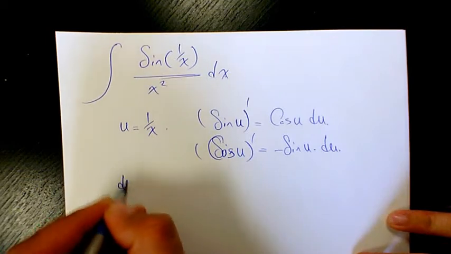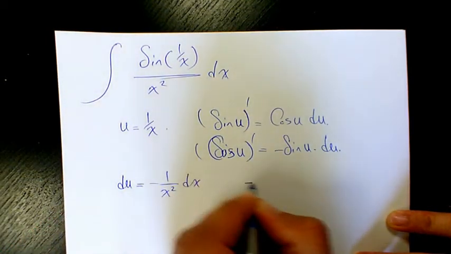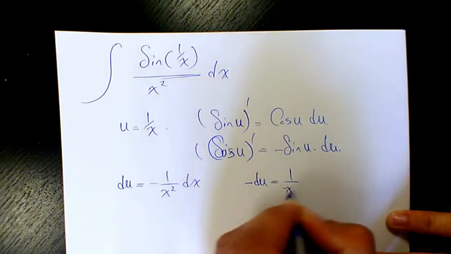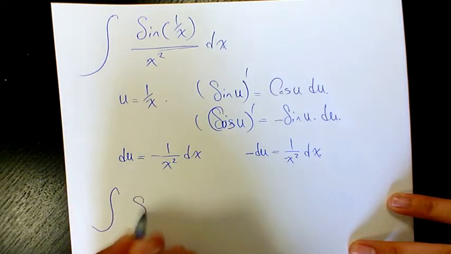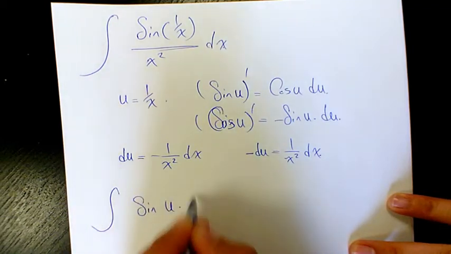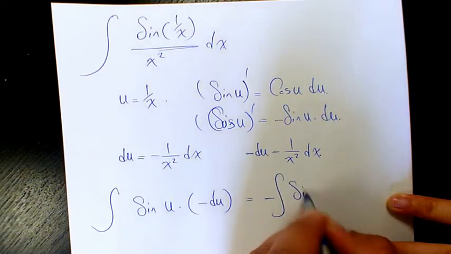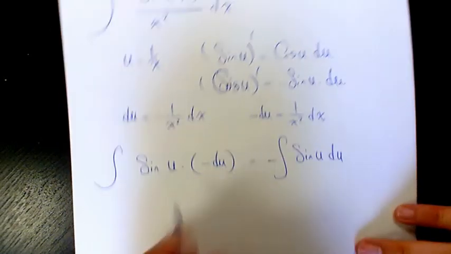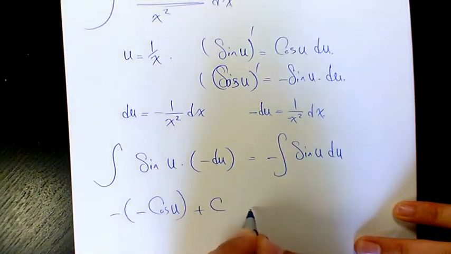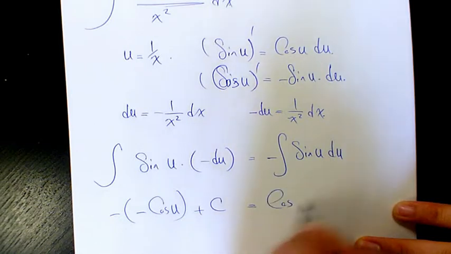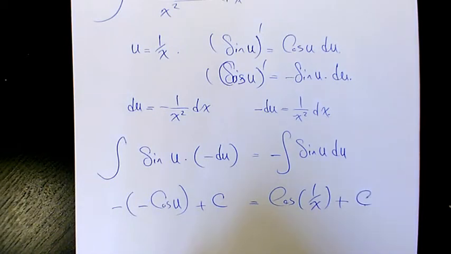So du is going to be negative 1 over x squared dx. So negative du is going to be 1 over x squared dx. So we have the integral of sine u times negative du. So negative sine u du is going to be negative cosine u times negative, plus c. That's going to be cosine u, which is cosine of 1 over x plus a constant number.